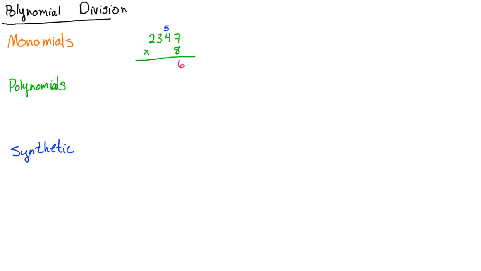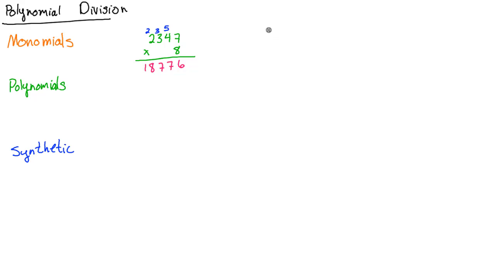All right, then what happened? 8 times 4 was 32 plus 5 was 37. So we put the 3 up here and we put the 7 down here. All right, 8 times 3 was 24 plus 3, that's 27. So we put the 2 up there and the 7 down here. And then 8 times 2 was 16 plus 2, 18. And that's where we got the answer.